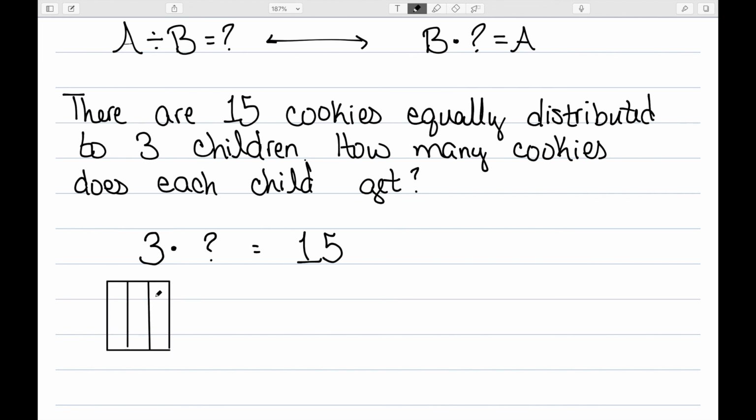For this one, I can think of this array that I know has 3 columns for my 3 groups. In this case, we know we have 3 columns. We know we have 15 things that need to be evenly distributed between these 3 columns. So we build out 3 columns and we can see that there are a total of 5 rows, so the solution would be 5.